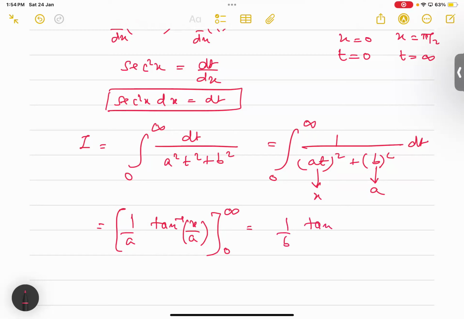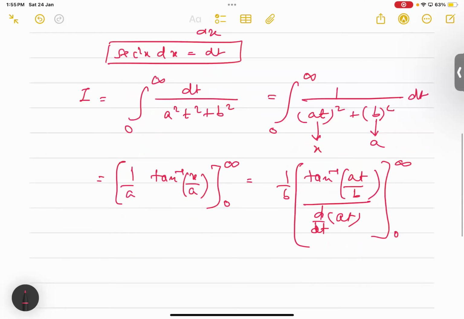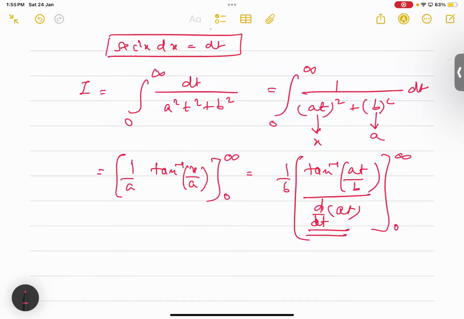Now a is what? b. So tan inverse at by b upon b. Now many students will forget this: dy dt of at, because instead of t we are having at. So of course don't forget this. What is the answer of this? A outside, a into 1. So this will be 1 upon ab.